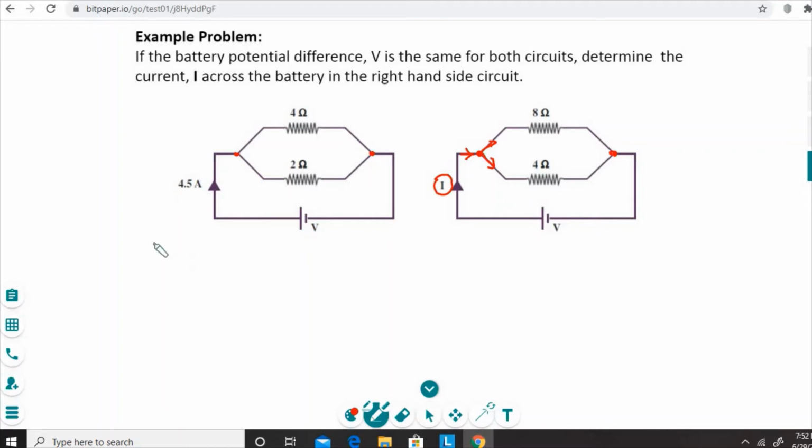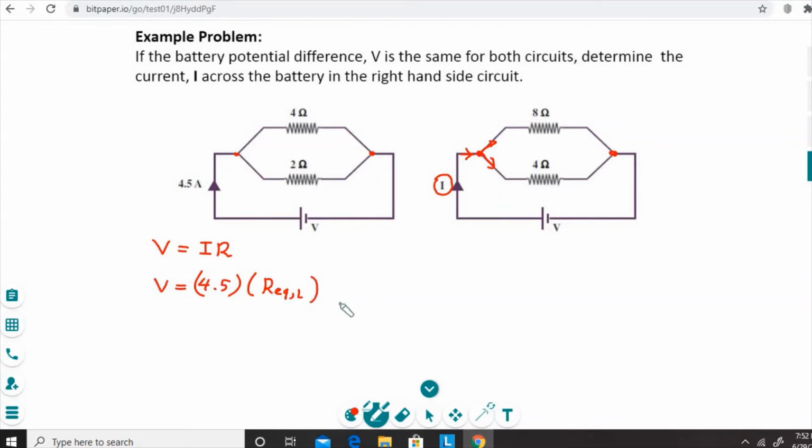Ohm's law, if you recall, is that V, the potential difference across a device, in this case resistors, is equal to the current times the resistance. So the voltage is V. I'm looking at the left hand side system. V equals the current, which is given as 4.5 amps, times the equivalent resistance, let me call it R equivalent left hand side.